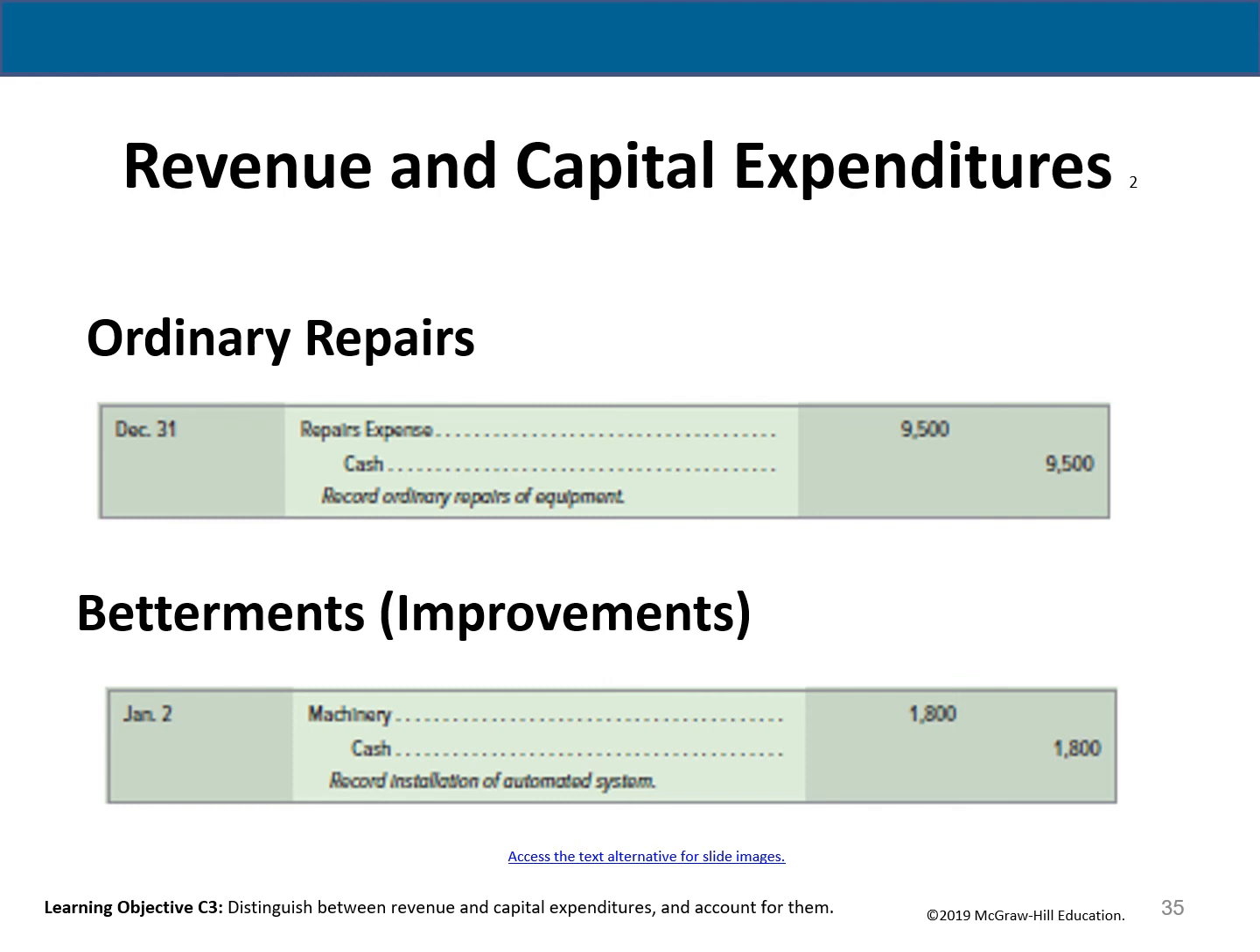So ordinary repairs, again, debit repairs expense, credit cash. Even if they're a significant dollar amount, it still may be ordinary. Doesn't extend the life. And a betterment or improvement that will extend the life of that machine, debit to machinery.